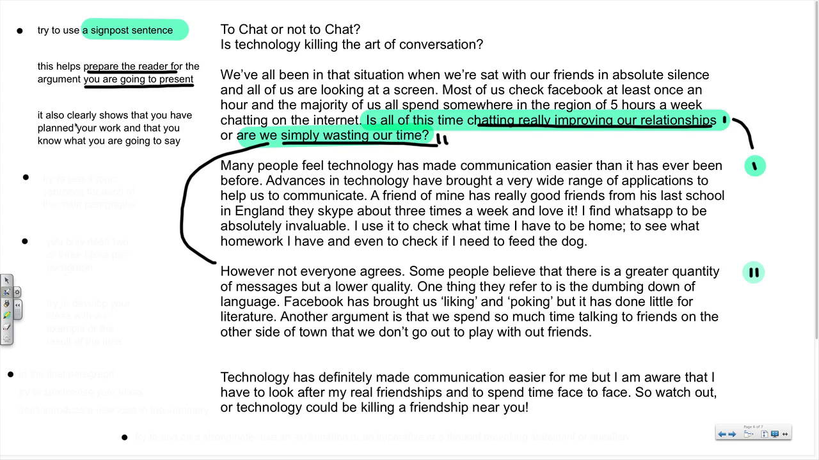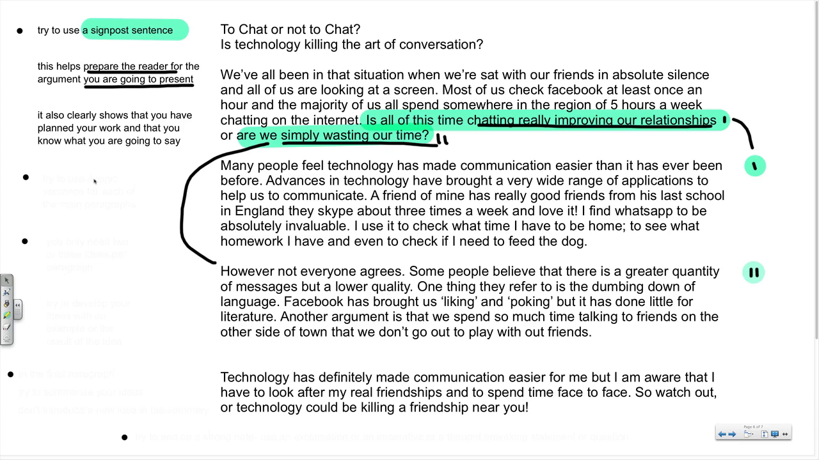It also clearly shows the examiner, the reader, that you have planned your work and that you know what you're going to say. This is very useful if you can write a signpost sentence in your introductory paragraph.